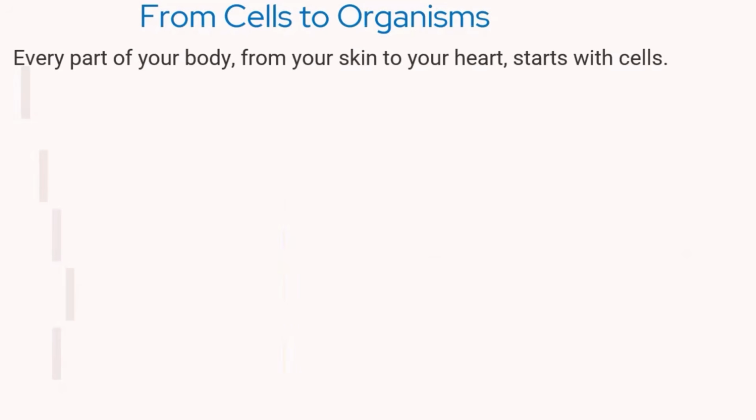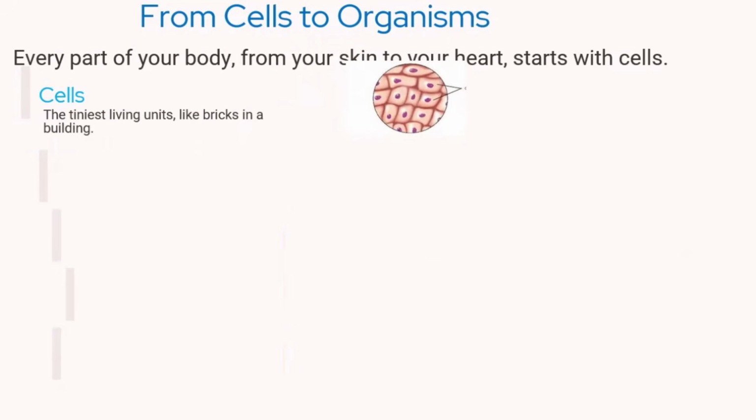Before we start with the circulatory system, we need to know how the human body is built. We need to know the levels from the cells to organisms. So let's start. Every part of your body is built from what? From the cells. The first living things are called cells. This is the picture of the cells. So what are the cells? Cells are the smallest living things in this world. We cannot see them, we need a microscope, and they are the building blocks of living organisms.